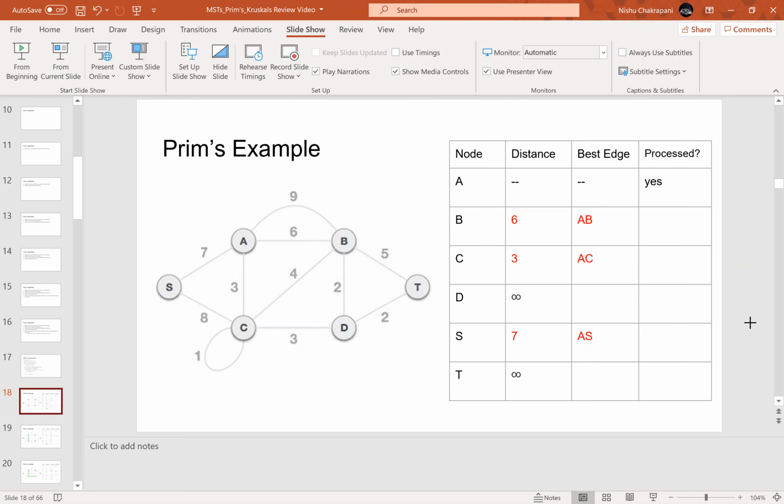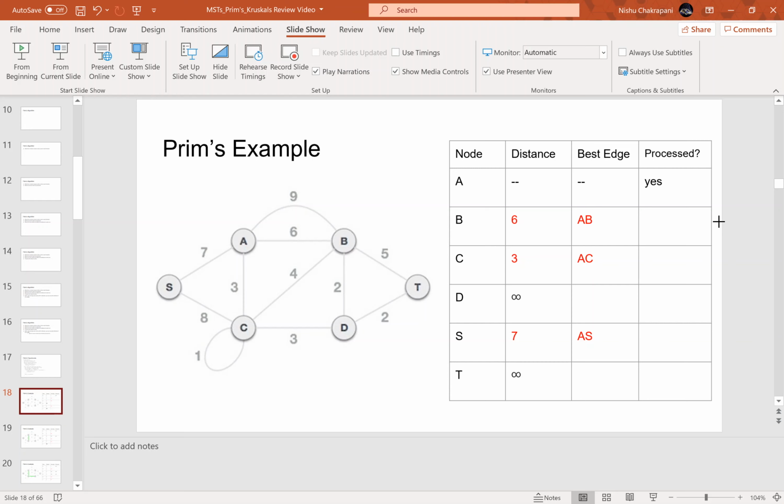So to start with, we say A is processed, and then we look at where all it could go. It could go to B, and it could actually go to B in two different ways, but obviously we want to take the cheaper of those two ways. So we could say it could go to B with distance 6, and that would be this edge that we mark down here. It could go to C with distance 3, and it could go to S with distance 7. So those are our next three possible candidates. We haven't yet encountered nodes D or T, so those are still distance infinity.